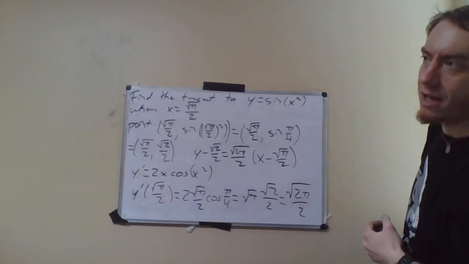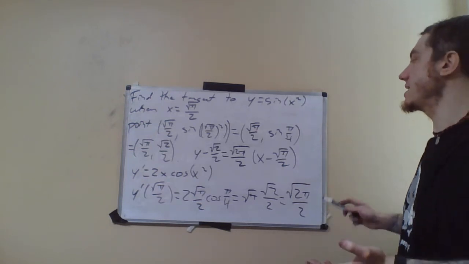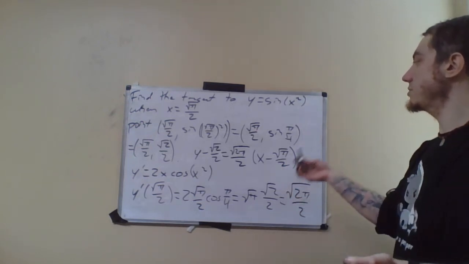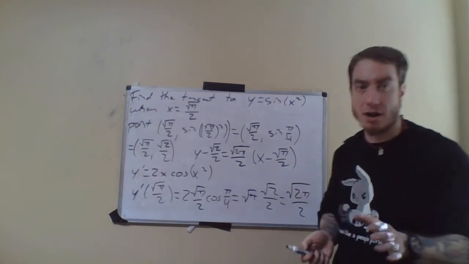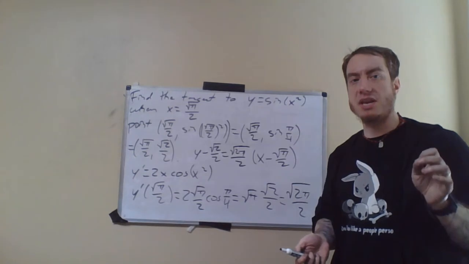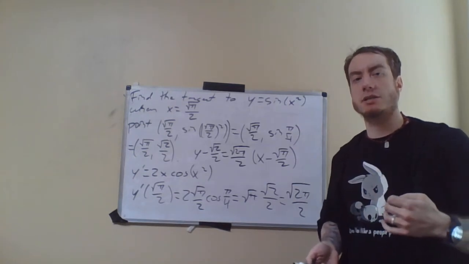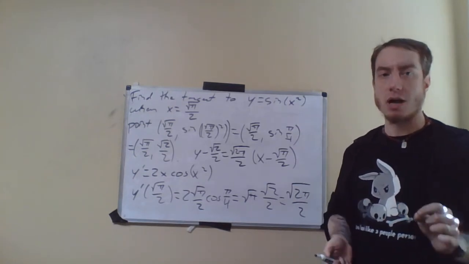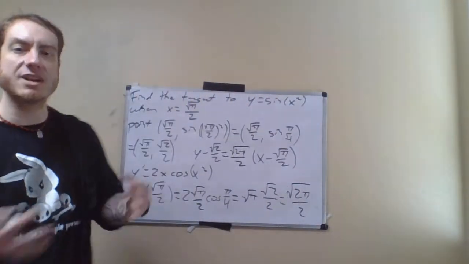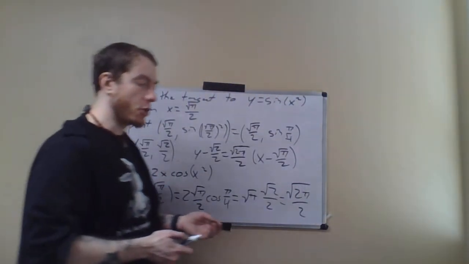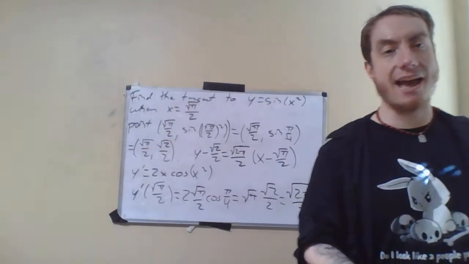Now, by the way, you might be wondering, should we leave the answer like this, or do you put this into a decimal approximation? I don't like using decimal approximations, because we can always get a decimal approximation at the end if we want to, but you can't go back from a decimal approximation to an exact answer. So I prefer to leave everything exact.